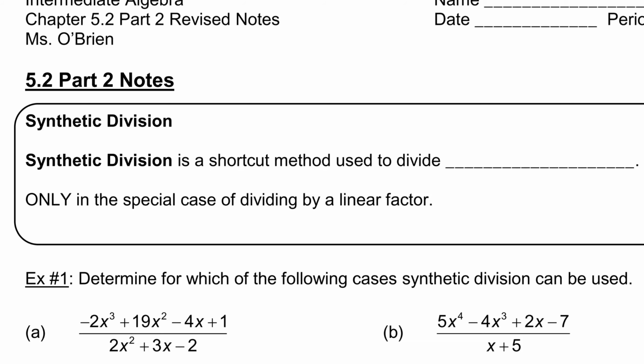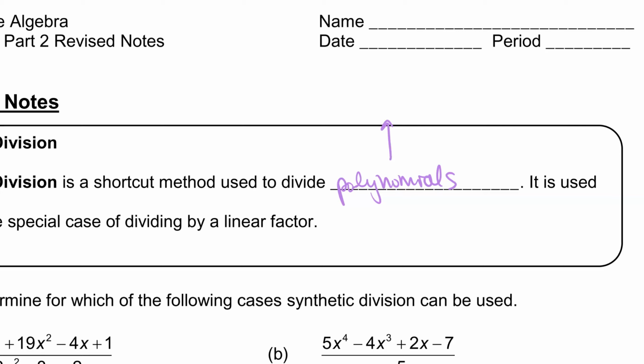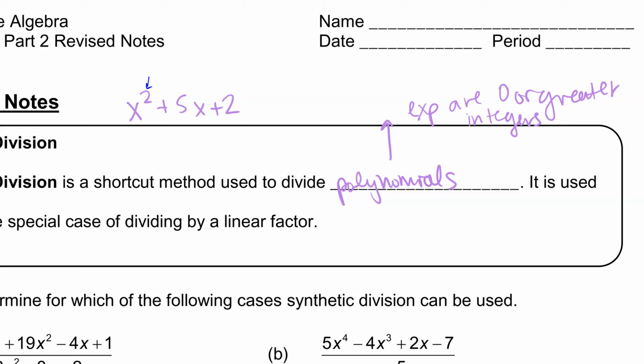So synthetic division is a shortcut method to divide polynomials. Remember polynomials, the exponents are 0 or greater integer numbers. So you have to have something like x squared plus 5x plus 2. That is a polynomial because all of the exponents are 0 or greater, right? Here, this exponent's 2. Technically, this is an exponent of 1. And if you just have a number, that's just times x to the 0, because x to the 0 is 1, 2 times 1 is just 2. So this is a polynomial.